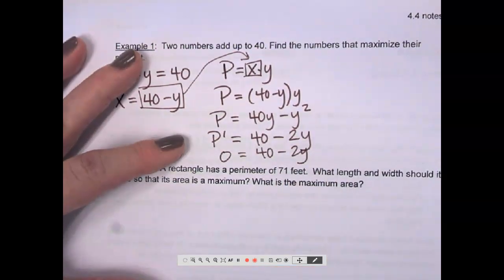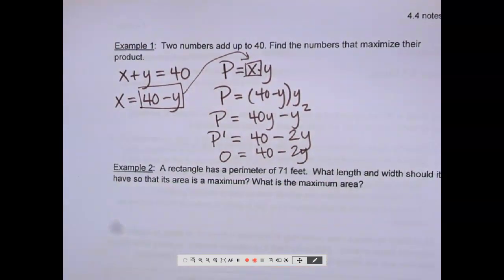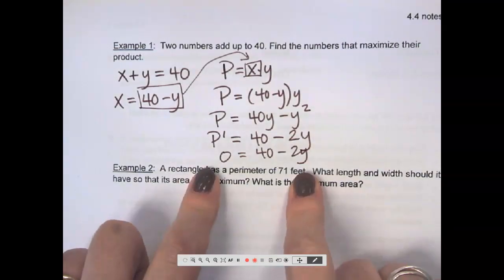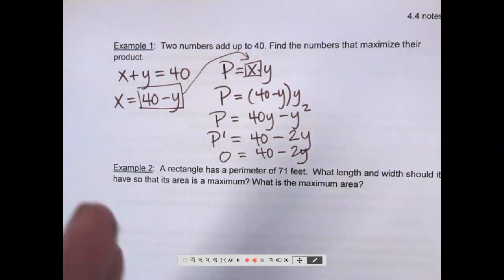Why? Okay, because think about what we were doing on our sign charts, where we made sign charts and we saw where things were maximums or minimums. It was always where that derivative was undefined or 0. So that's basically what we're doing here. Tell me where, if I graph this, where would the max and mins be?